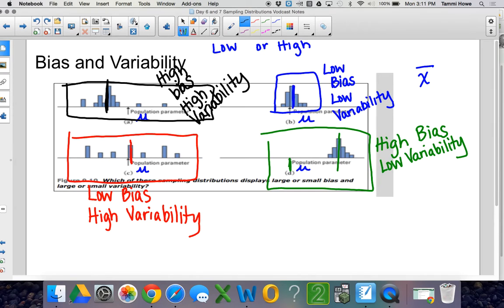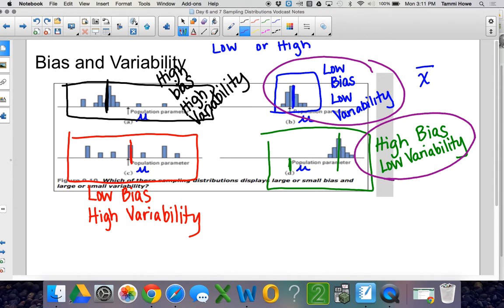So those are the possibilities. Bias can be low or high, variability can be low or high. And since those can all be low or high, you get these 4 things that could happen. You could have low bias and low variability, which is the ideal. That means you're right on target and all the numbers are really close together.